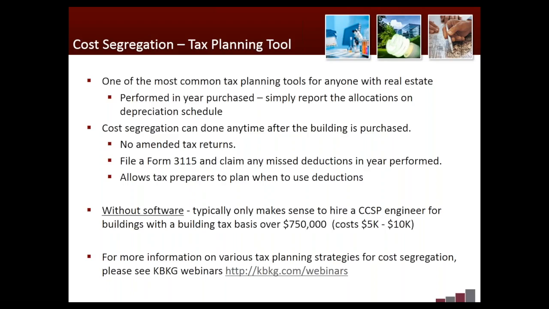Now, without cost segregation software, it would typically only make sense to hire a certified cost segregation engineer for buildings with a tax basis of over $750,000 of building value. The reason is because it's expensive to hire a cost segregation engineer. Typically, for buildings over $1 million, it's going to cost between $5,000 and $15,000 to hire an engineer.